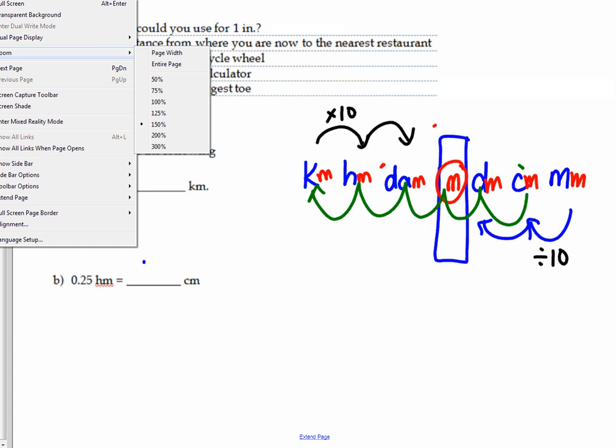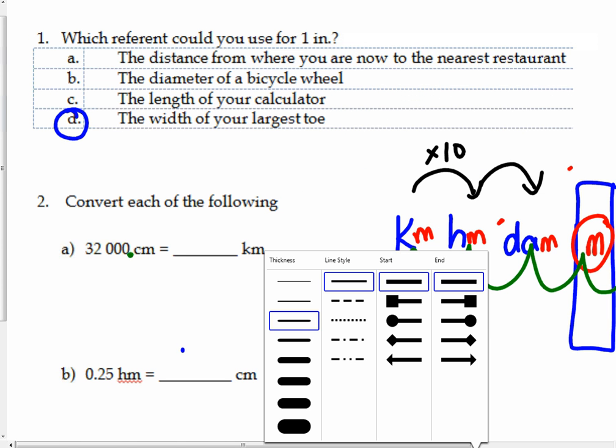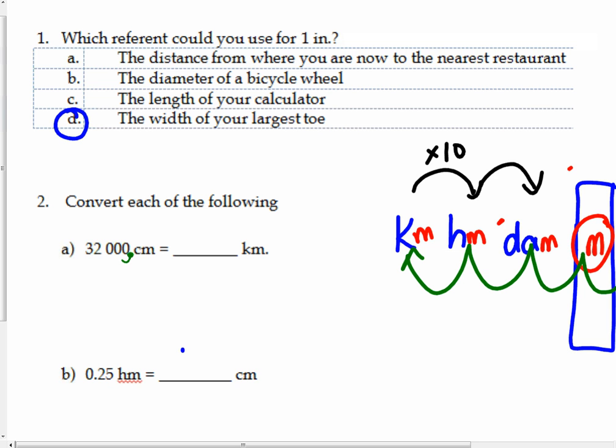So my decimal place is after the 0, and I am going to literally make 5 hops to the left. 1, 2, 3, 4, 5. So we end up at 0.32 kilometers. That's simple.